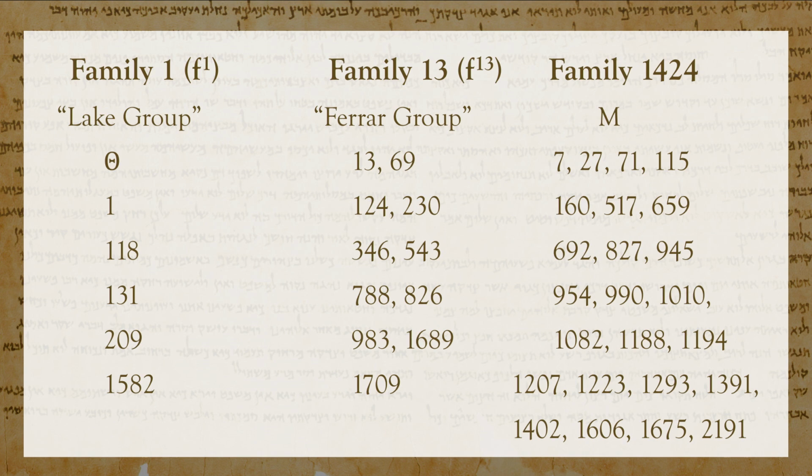And then there's family 13, also called the Ferrar group. And then there's another family, the family called 1424, and these are minuscules that line up pretty nicely with Codex M. And there's a whole bunch that fit into that category. One of the things that we're going to come back to in a little while is the story of the adulterous woman in John chapter 8.